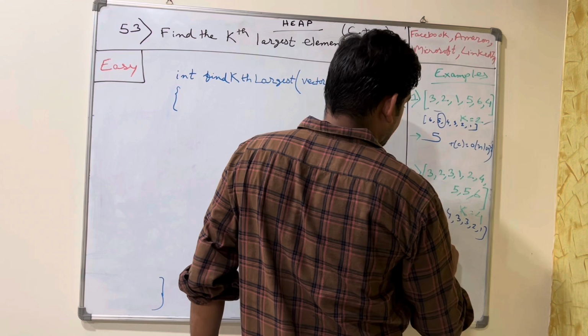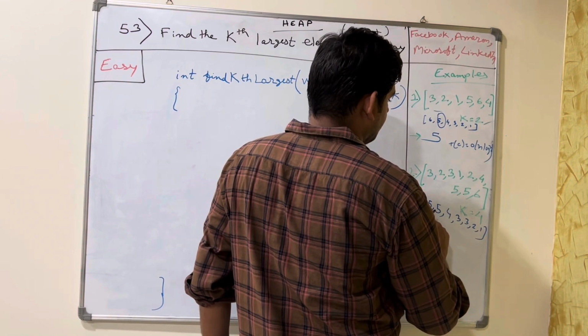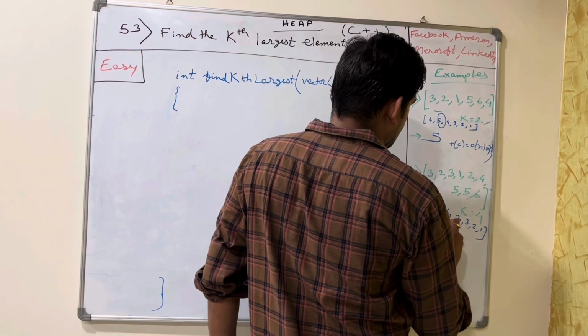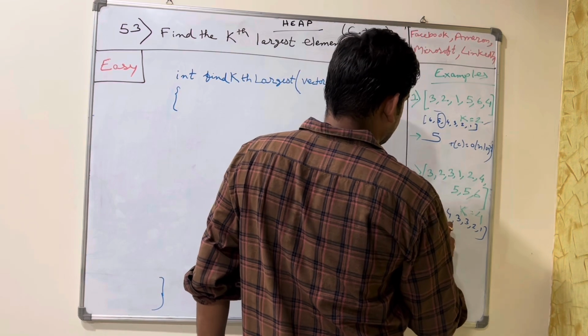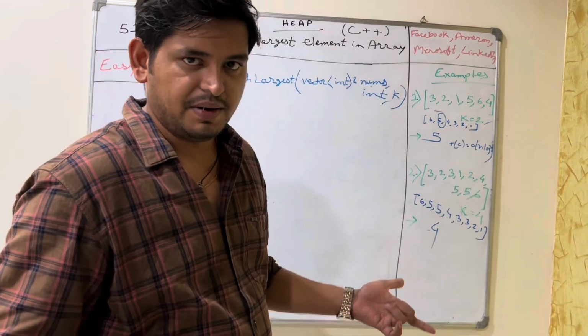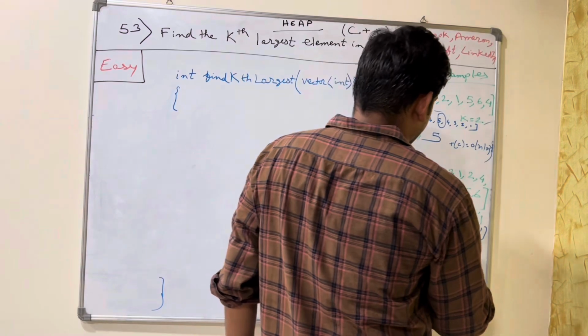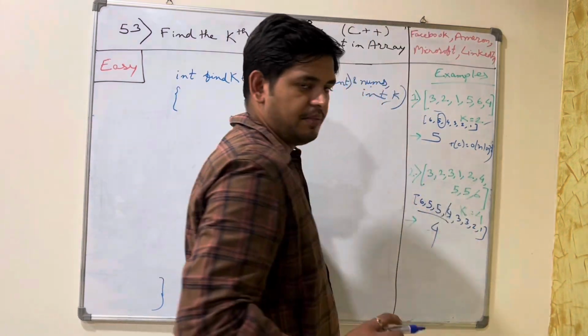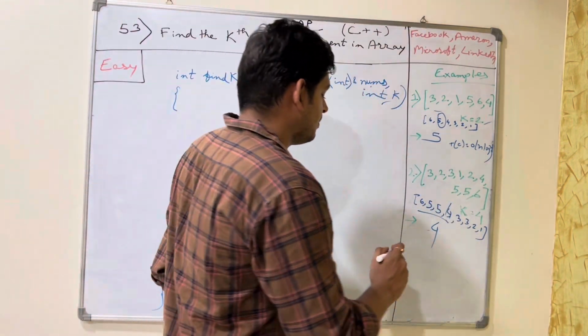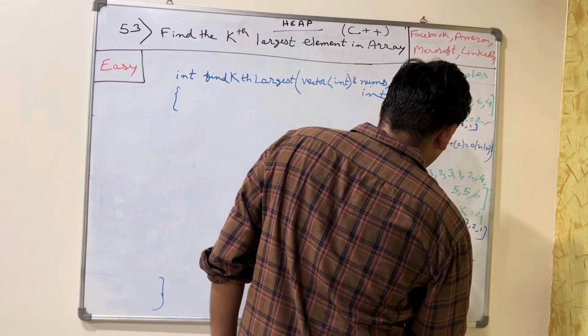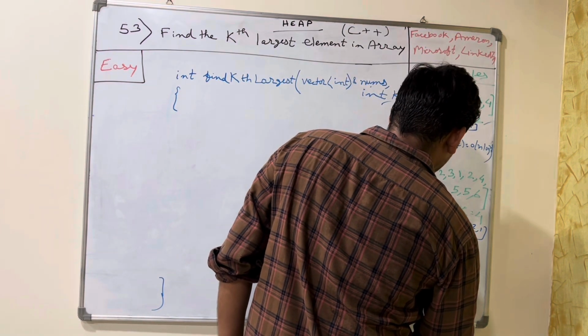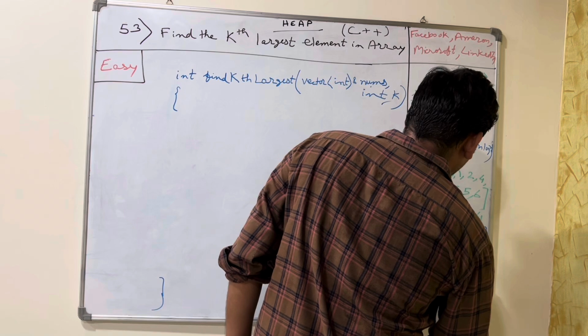And if we are checking for the kth, fourth, so this is first, second, third, fourth. So it would be 4 actually, right? Since the numbers can be repeated also, we need to find the fourth largest. So in this case, this is the fourth largest element, right? So in the brute force way, we can solve it in order of n log n using sorting.